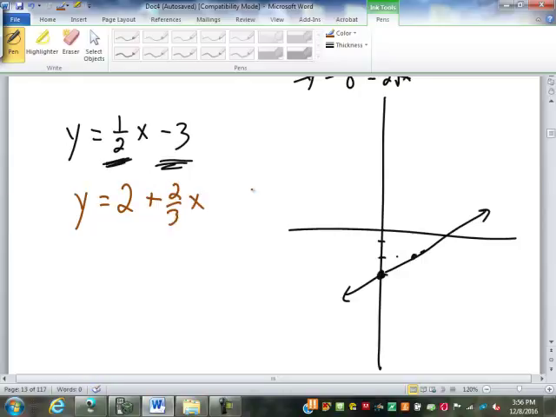Where's this one start? Yeah, even though it's first here, it's still the number being added or subtracted. So we go up 2. We're starting there. From there, what do we do? Up 2 over 3. Very good.